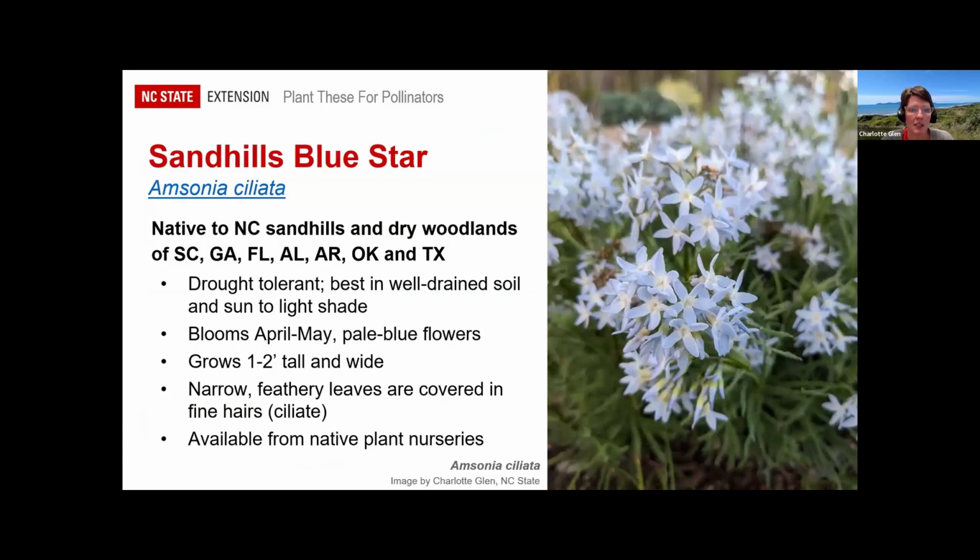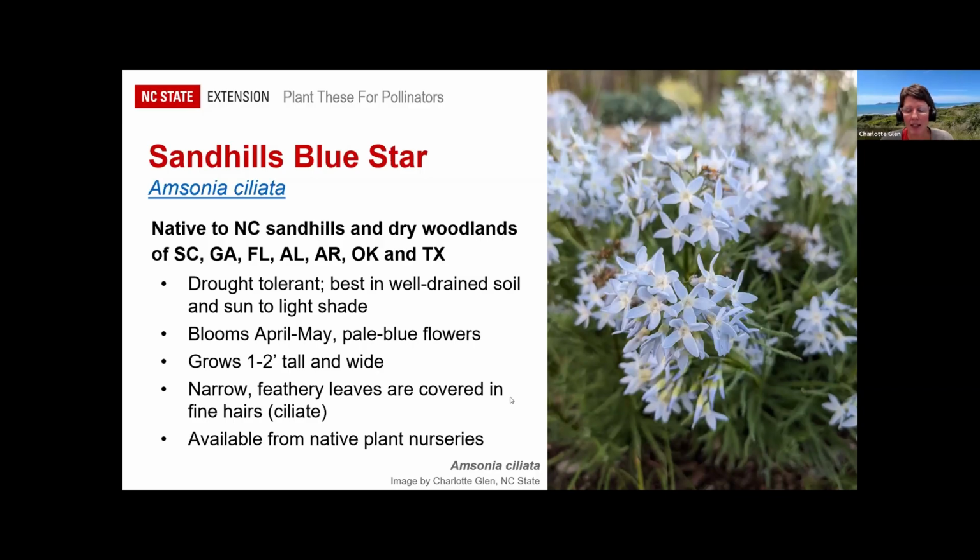And the last species I want to mention is the Sandhills Blue Star. And this one's a little harder to find. You'd probably have to seek it out at nurseries that really specialize in native plants. It's actually my favorite one, probably just because it's rare, but it is Amsonia ciliata. And it does occur in North Carolina in the sandhills, and it can also be found in dry woodland and sandhill areas in some of our other southeastern states, including South Carolina, Georgia, Florida, over through to Texas. It is definitely drought tolerant. It grows in very sandy soil, so it's going to be best in well-drained sites in sun to light or part shade. Same kind of bloom time, usually these pale blue flowers.